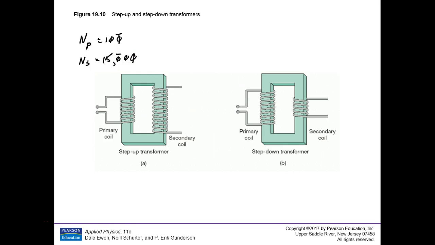If the voltage applied to the primary coil, what would that be? V sub P is equal to 110 volts. And that zero is significant. Okay? What will be the secondary voltage? So what are we looking for? V sub S. Okay? That's the unknown. How would you approach it?